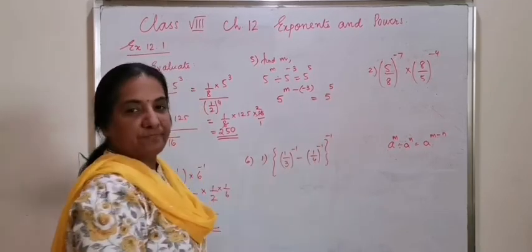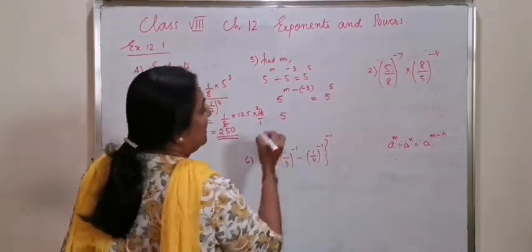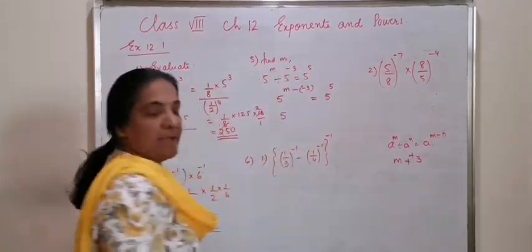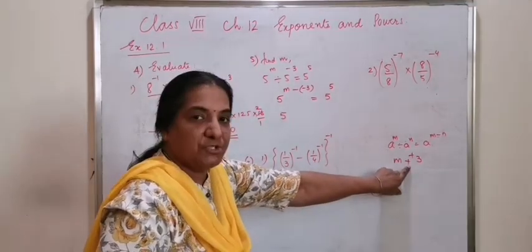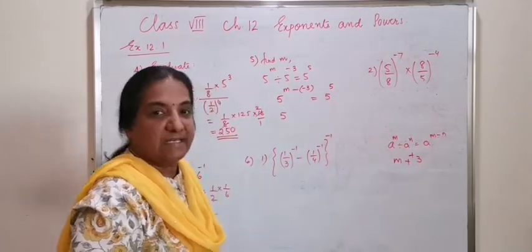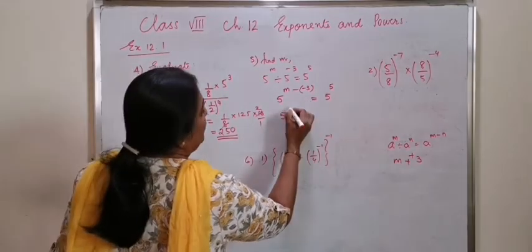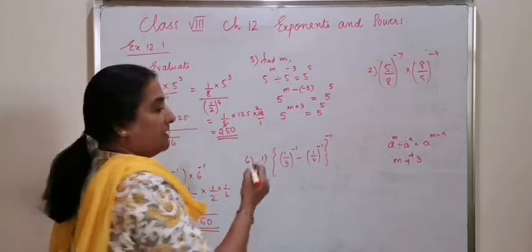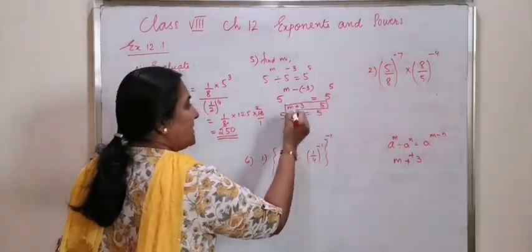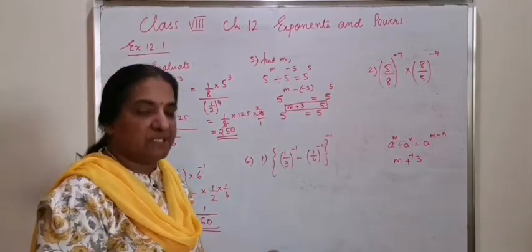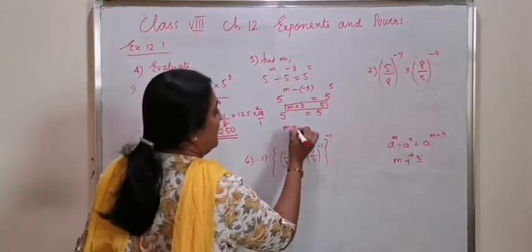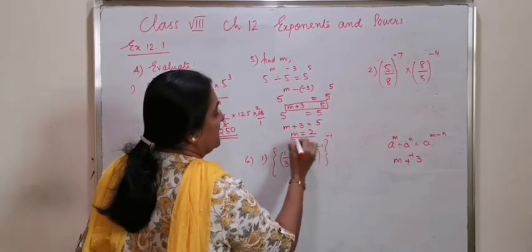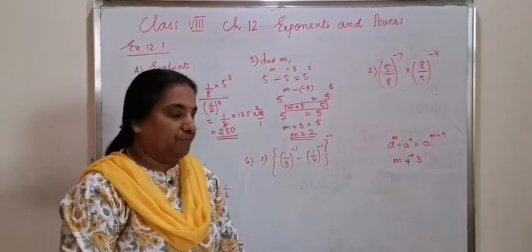is equal to 5 to the power of 5. And now, how to subtract the integers: m minus minus is the same as, subtraction is changed into addition and the sign of the second integer is changed. So 5 to the power of m plus 3 is equal to 5 to the power of 5. When the bases are same, you can compare the exponents, that is m plus 3 is equal to 5, or the value of m is equal to 5 minus 3, that is 2.